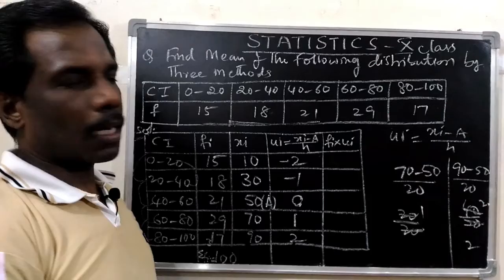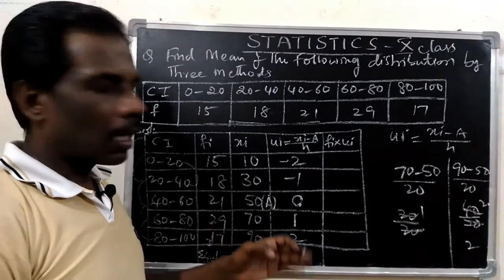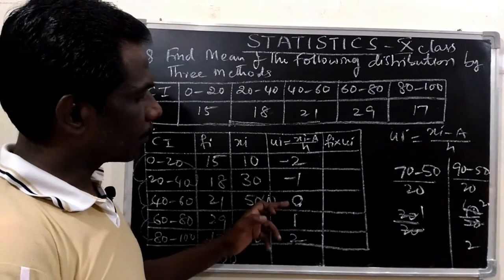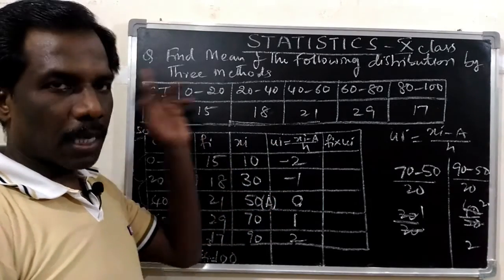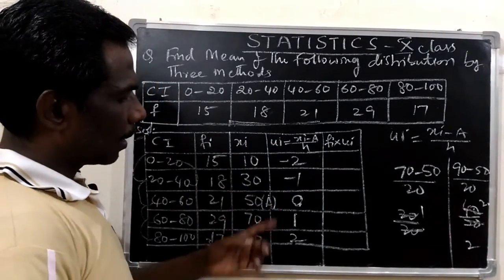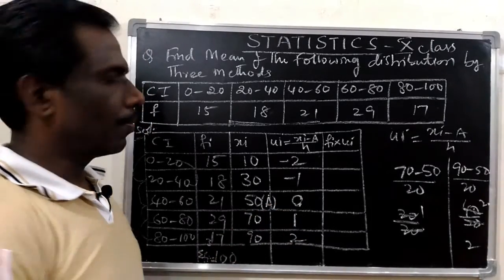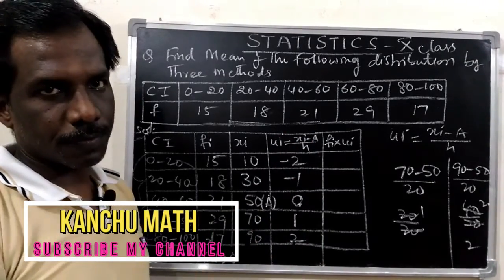And already I told you, above the 0 the values are negative and below the 0 the values are positive. Above the 0 we have minus 1, minus 2, minus 3, minus 4, and so on. And downwards, 1, 2, 3, and so on. We can also write the UI values directly.